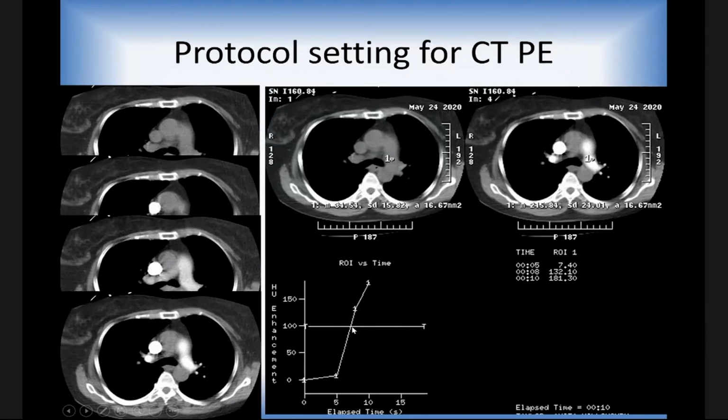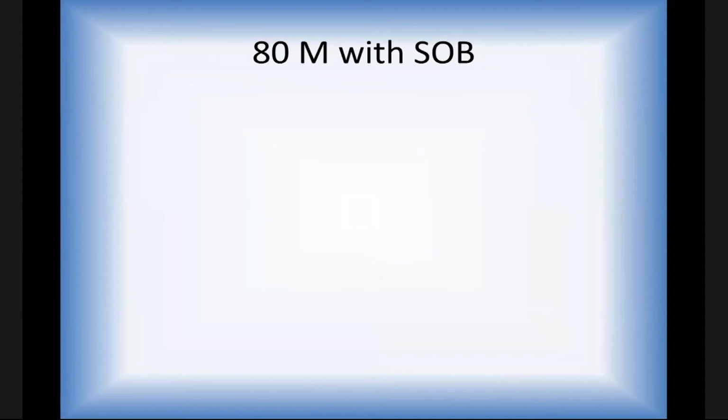We set the threshold at 100. After the contrast reaches the 100 Hounsfield unit, the scanner will start scanning automatically. So this is the bolus tracking.